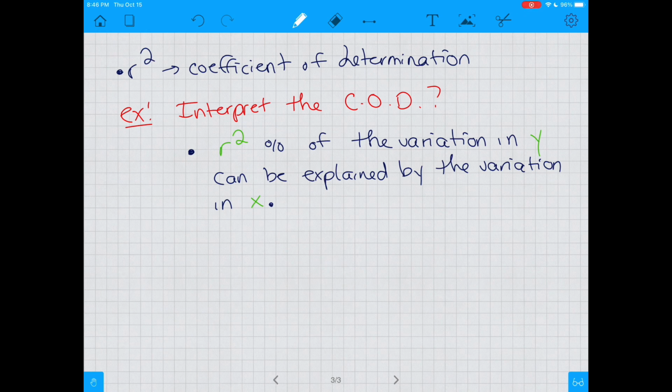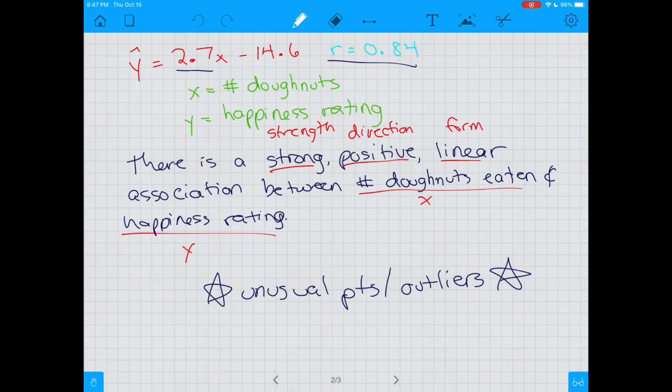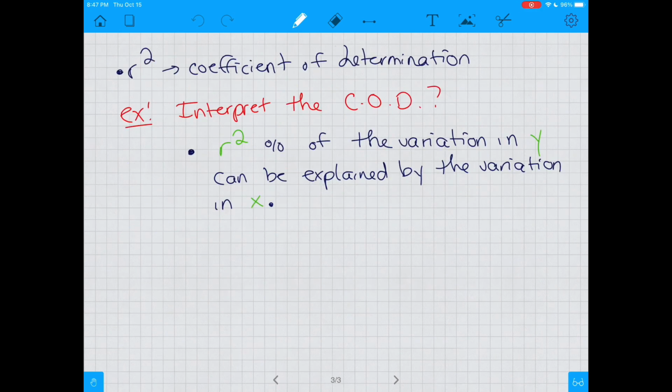Y and X here are just the variables from your question, Y being my response variable, X being my explanatory variable, in the context of the question. If I go back to this donuts and happiness rating example, if I square 0.84, let's just call it 0.7, then 70% of the variation in happiness rating can be explained by the variation in the number of donuts eaten. It is as easy as take those variables and fill in the blank.